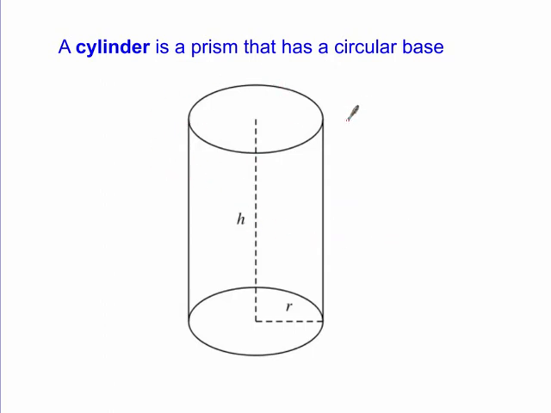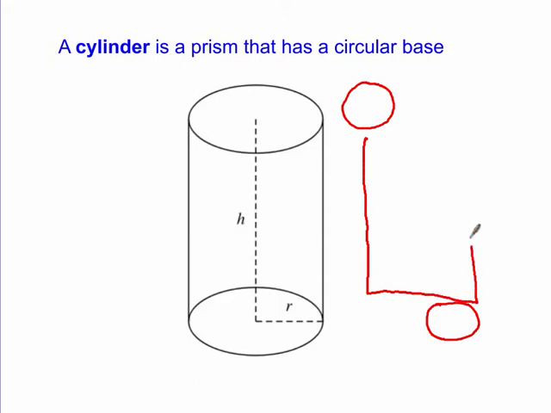Well, if we think about this, I can take this cylinder, and I know the top is a circle. I know the bottom is also a circle. Those are my two bases. And between them, if I unwrap this like the label of a soup can, I would be left with a rectangle. Now this picture here is what's called a net.